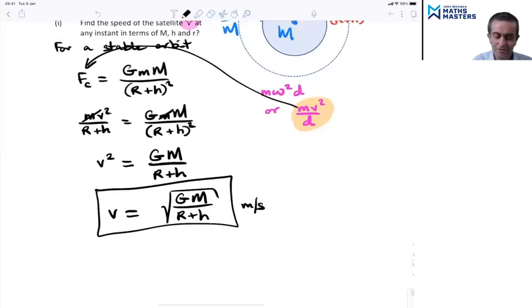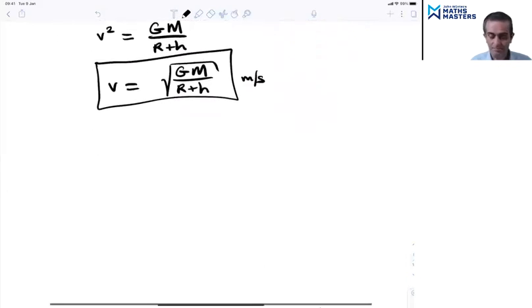Now that is an extremely important derivation. It just requires a knowledge of Newton's law of gravitation, that F equals GMm over r squared, over (r plus h) squared, and also knowing that the centripetal force is mv squared divided by the radius of the circle. And in this case, the radius of the circle is r plus h. So v equals root GM over r plus h.